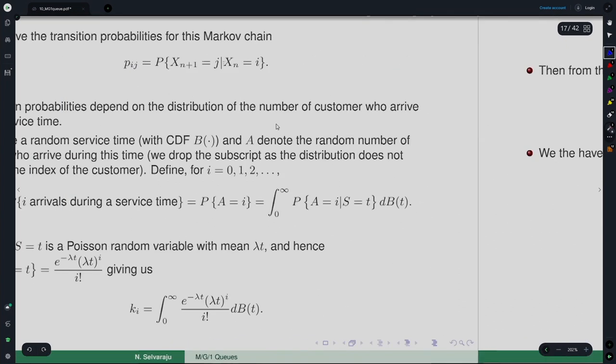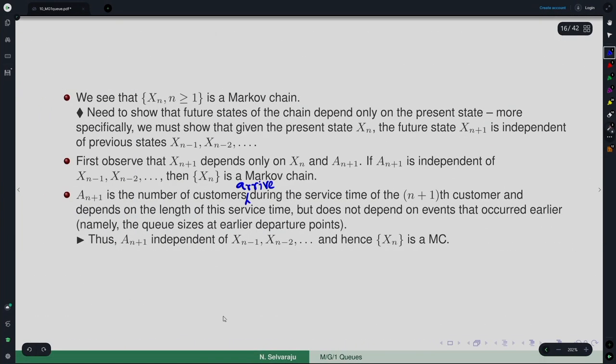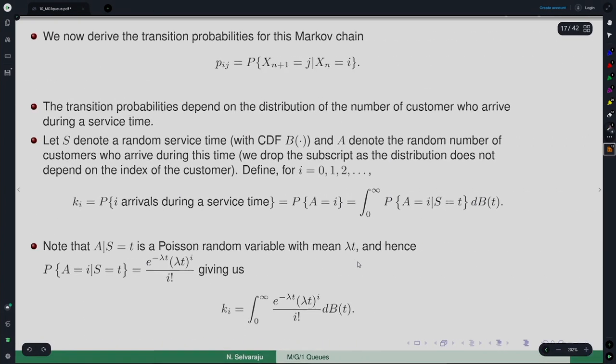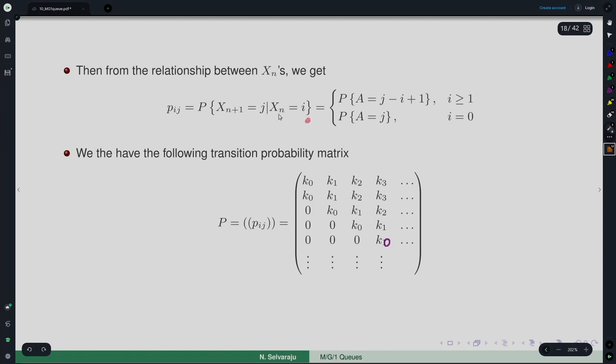So, k_i you have obtained here. Now, from this relationship between the random variables, if X_n is given to be i, the probability of X_{n+1} equal to j can be written in terms of the probability of A being equal to a certain quantity. From X_n equal to i to X_{n+1} equal to j, when i is 0, we simply said it is A_{n+1}, so A equal to j would take the system to j. If i is greater than or equal to 1, then if A equals exactly j minus i plus 1, this is what will take the system to j at time n plus 1. We have already said this, right. What is this quantity?